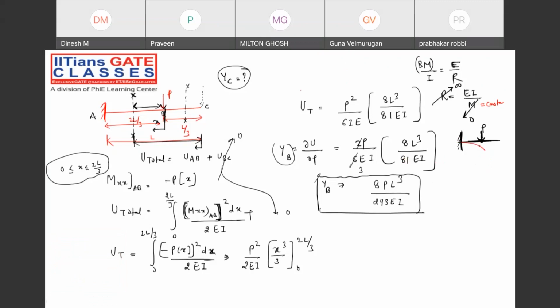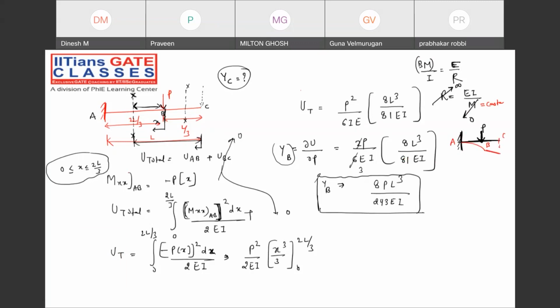So here this is the elastic curve, because between A to B, the bending moment is varying with respect to x. That's why it is a parabola. Between B to C, whatever this particular curvature of the beam is, that will become a straight line.